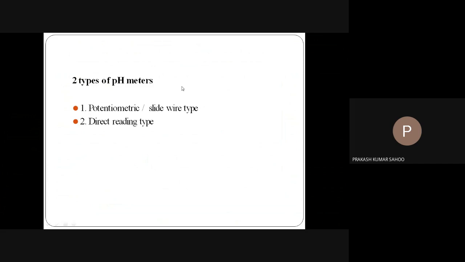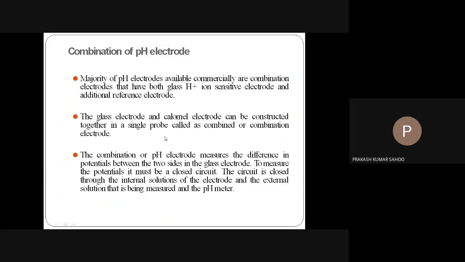Two types of pH meters are there: the potentiometric pH meter, which we have already discussed, and the direct reading type. The majority of pH electrodes available commercially are combination electrodes that are both H plus sensitive and include an additional reference electrode. The glass electrode and calomel electrode can be constructed together in a single probe called a combined or combination electrode.